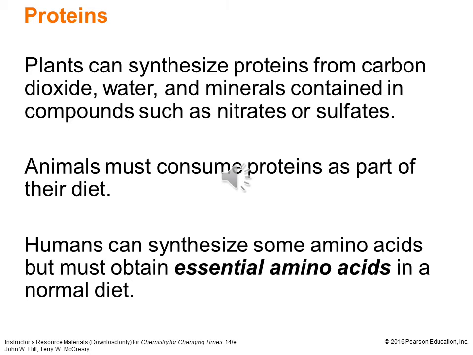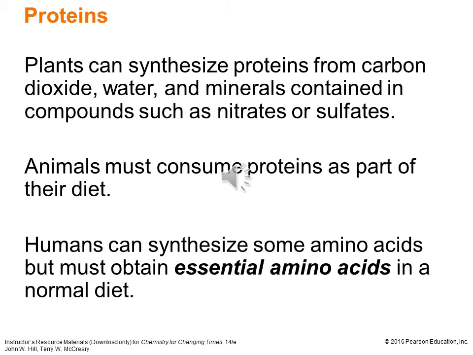Okay, so we mentioned that we're dependent on the plants for the oxygen and for the carbohydrates. Ultimately, they're the source, whether we eat the plants directly or eat animals that have eaten those plants. They're the energy producers, and they're also the oxygen producers on Earth. Plants are also important because they can synthesize protein from carbon dioxide, water, and minerals with things such as nitrates or sulfates. As animals, we have to consume proteins as part of our diet.